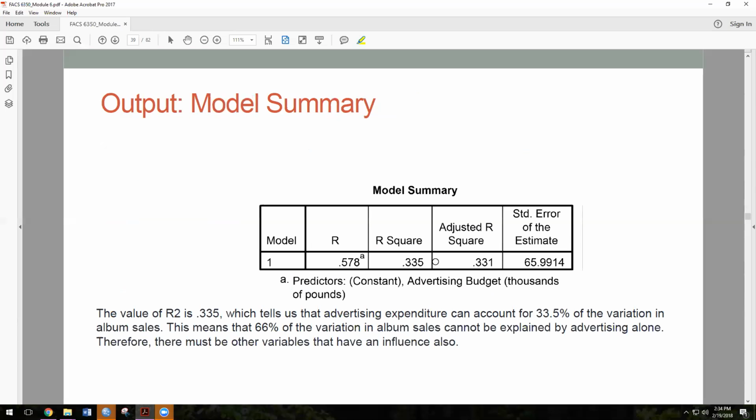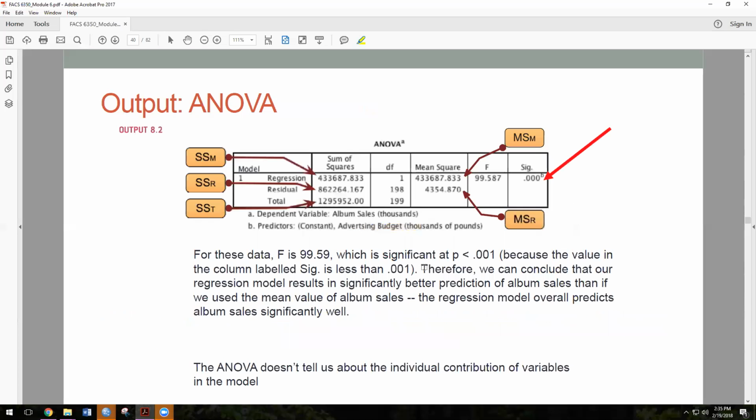So when I get my summary, this is just telling me what my model was. My R is 0.578, my R square is 0.335, which tells me that I can explain 33.5% of the variance. So 66% of it cannot be explained by this model. And then I'm going to go over to my ANOVA table, and I see that it is significant. So I'm going to say, yay, I can keep going. But what I need to look at is the different pieces of my ANOVA table.